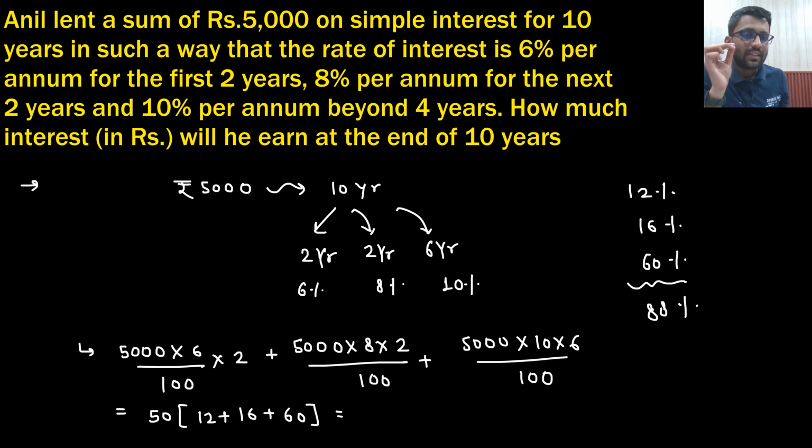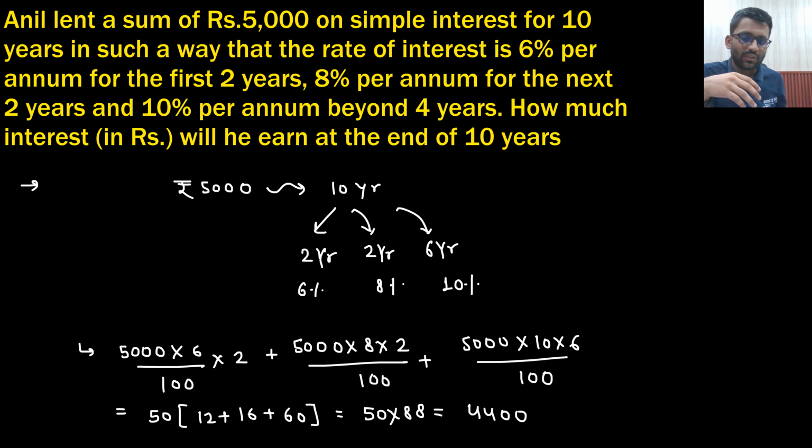So what will be his interest? 88% of 5,000 rupees. That's it. This is the answer. 88% of 5,000 rupees. That would be your final answer. So 50 into 88. That will be 4400. So his interest was 4400 rupees.